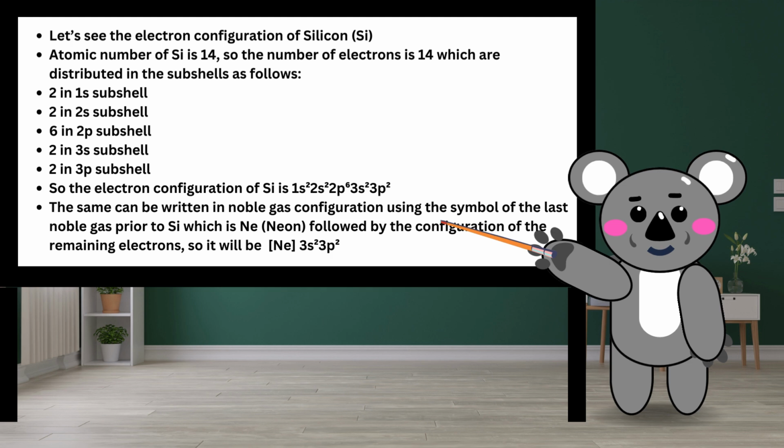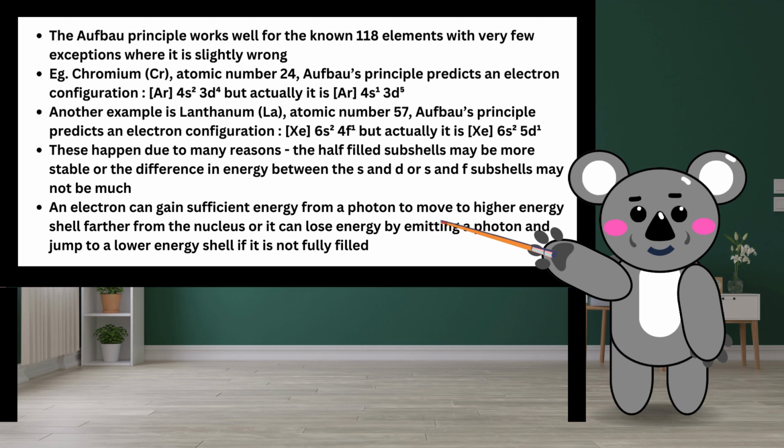The same can be written in noble gas configuration, using the symbol of the last noble gas prior to Si, which is Ne, neon, followed by the configuration of the remaining electrons, so it will be Ne, 3s2, 3p2. The Aufbau principle works well for the known 118 elements, with very few exceptions where it is slightly wrong.